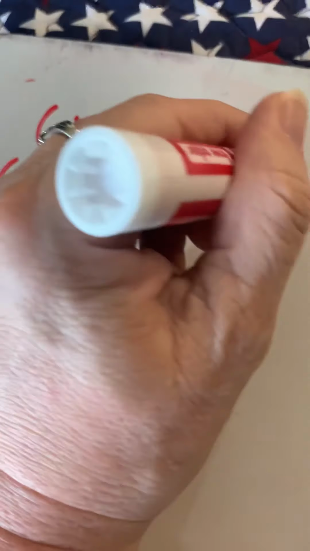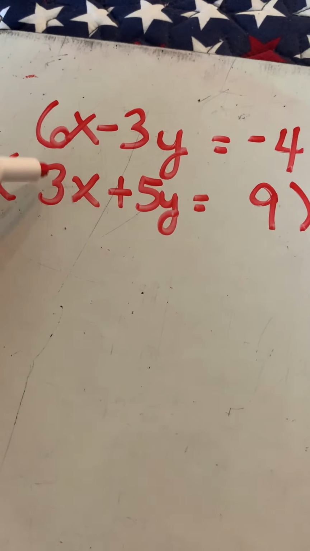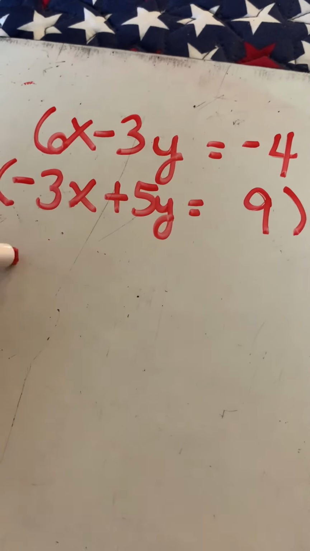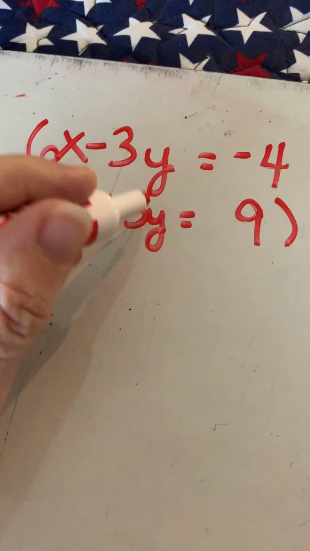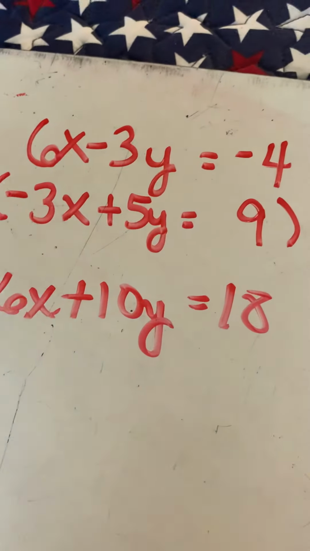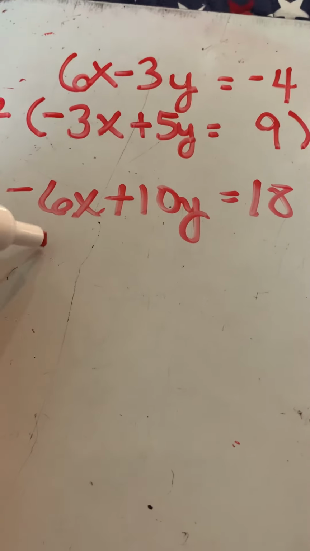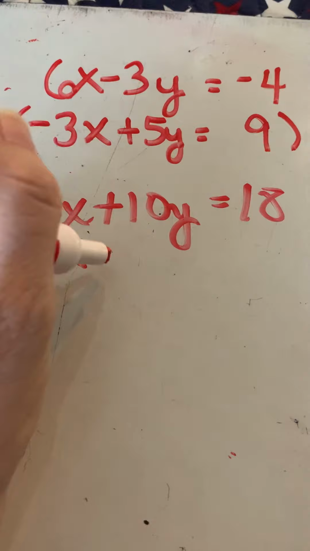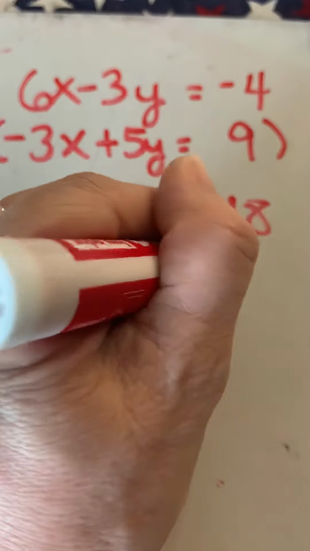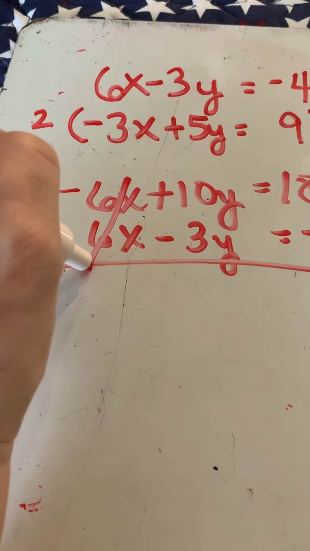I could multiply this bottom by a 2, and if I did that, that would get me 6 here. So I have -6x, I have plus 10y equals 18, and multiplying by 2 is easy enough. Now I'm going to take this other top equation and write it underneath. 6x minus 3y equals -4. What does that do? That eliminates the x value now.